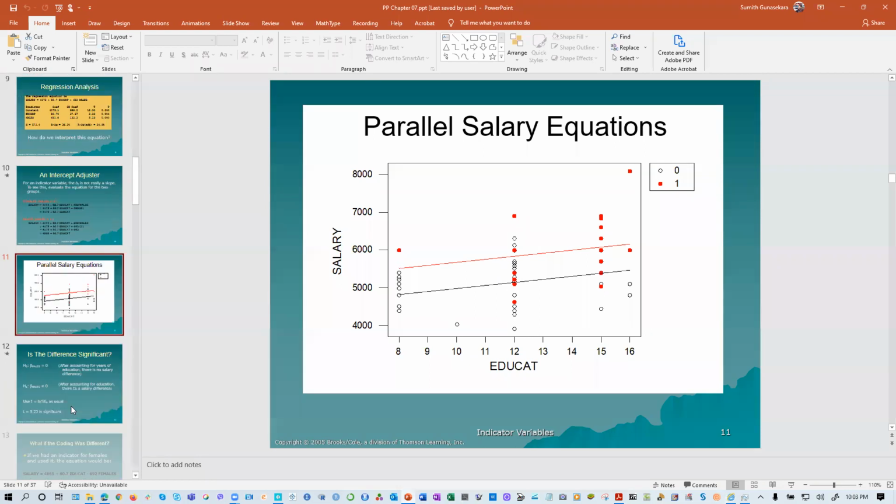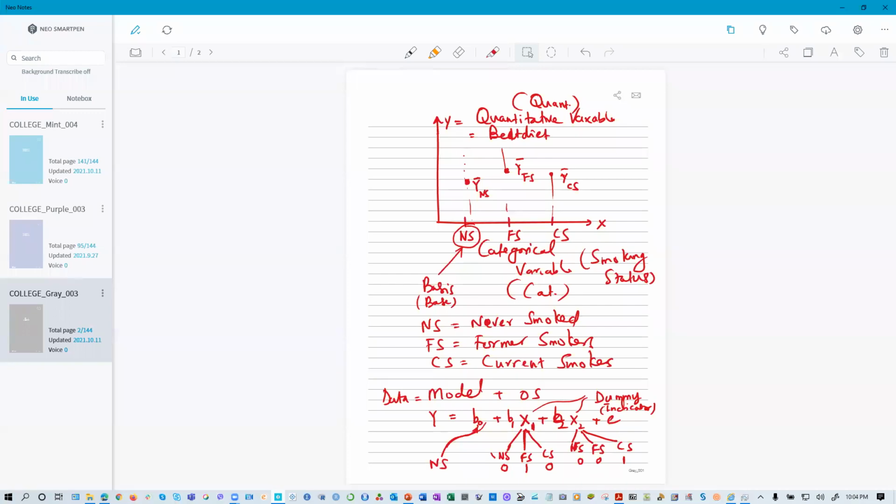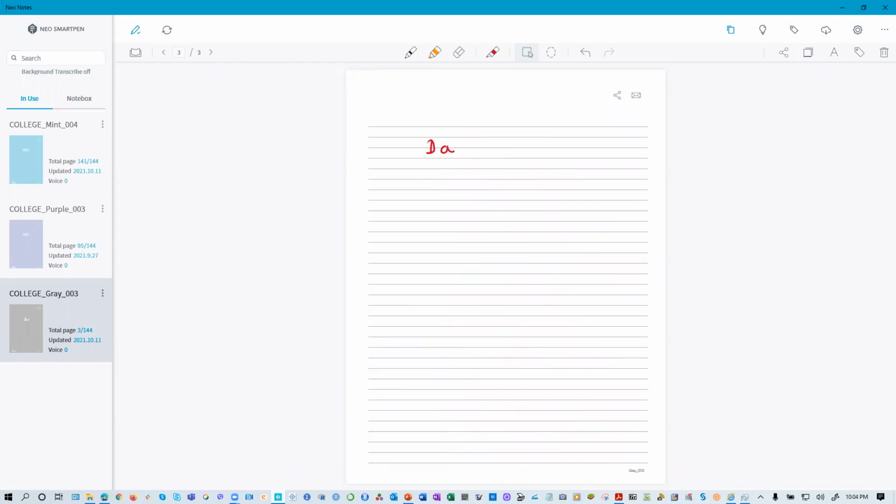Males and females. But how do you get the equation? By doing some kind of adjustment, okay? This is what we were doing over here. We were thinking, I have data, okay? I have data being modeled by this particular model. My data is y. The model is nothing but b naught plus b1 x1 plus b2 x2 plus e. I will explain this one.